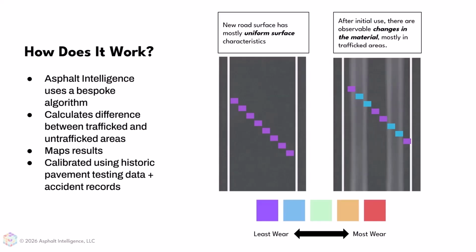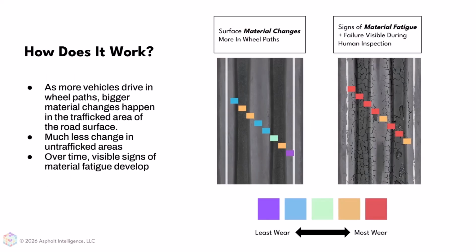As soon as a car drives on that new roadway, you're going to see all the stones reorient, the entire material is going to flex, and you're going to see a very notable change that the computer algorithm can detect. And as cars continue to drive on that surface, you're going to see that very rapid change start to even out as the asphalt reaches maturity.